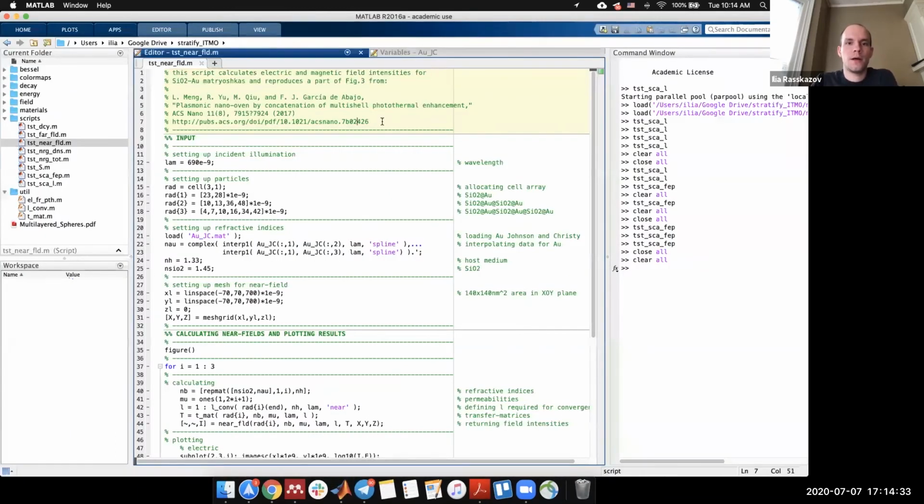All of this data, just for reference, is used in this manuscript, a pretty good manuscript, I like it. What we're going to do is calculate near fields for multilayered silica-gold matryoshkas.